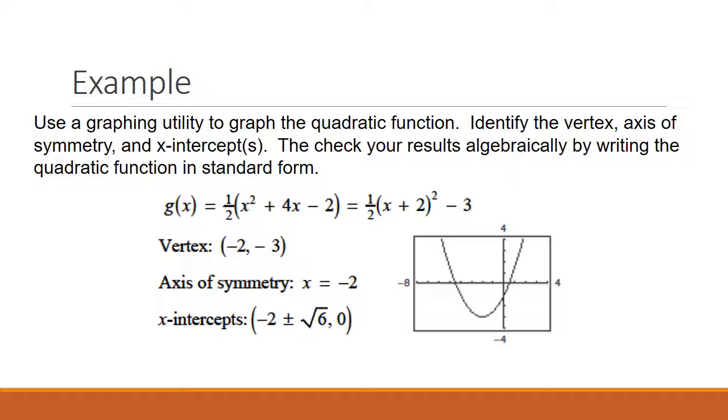To change the equation, the a is going to be the same, so the a is 1/2. x plus 2, there's that x minus h squared, minus 3. You see the graph, the axis of symmetry is x equals -2, which is the same as the x value of the vertex. And again, to find the x-intercepts, you're going to need to set the equation equal to 0 and solve, and we get -2 plus or minus the square root of 6, 0.